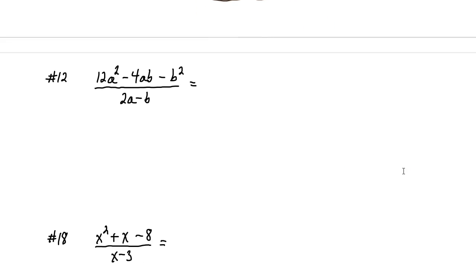Number 12 is also division, but we're dividing by a binomial. So the distributive property is not going to be the best way. Instead, let's use long division. We happen to have done that already in this assignment. So we're going to take our 2a minus b and divide it into the trinomial. 2a times 6a makes 12a squared. And 6a times negative b makes negative 6ab.